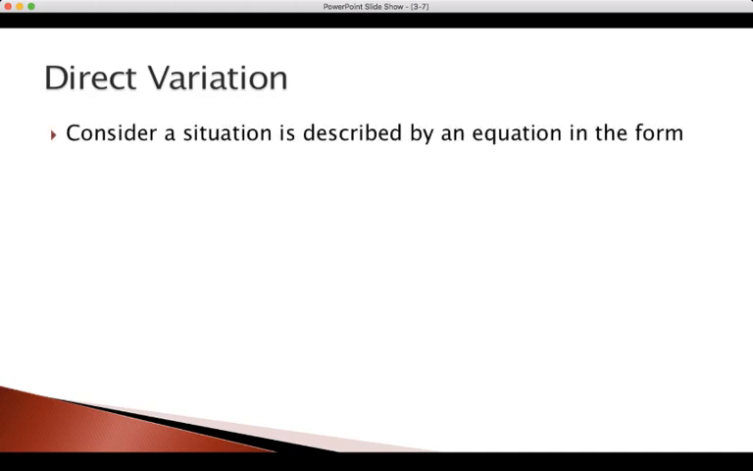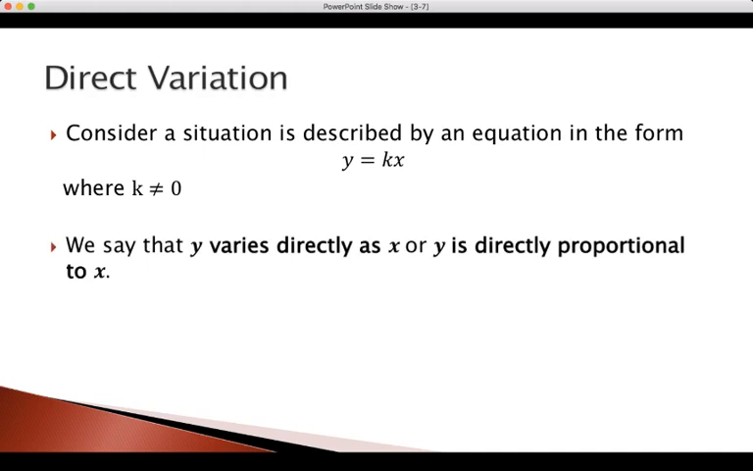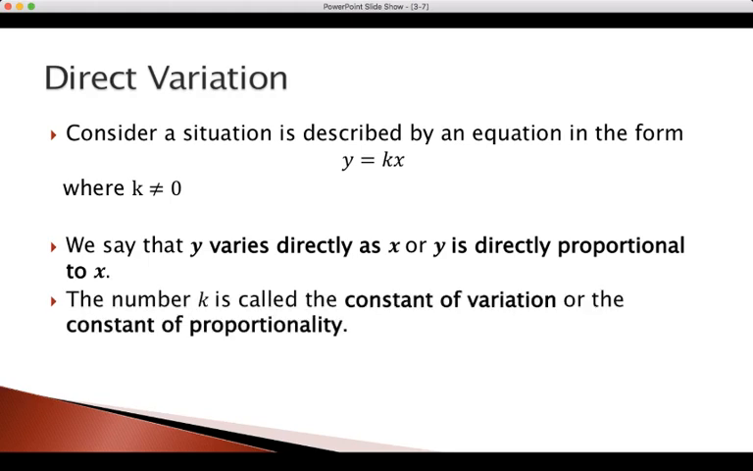Consider a situation that is described by an equation in the form y is equal to some constant k times x, where this k is not equal to 0. So, we say that y varies directly as x, or y is directly proportional to x. The number k is called the constant of variation, or the constant of proportionality. So this is an equation that relates y and x together by some constant k.